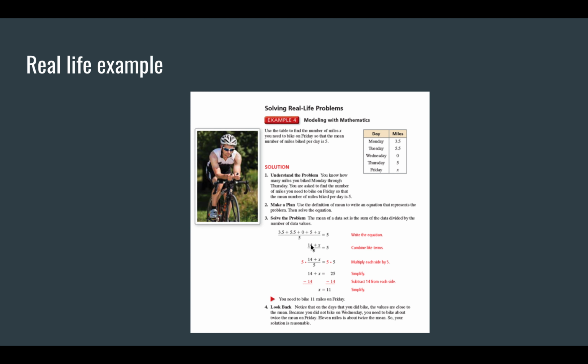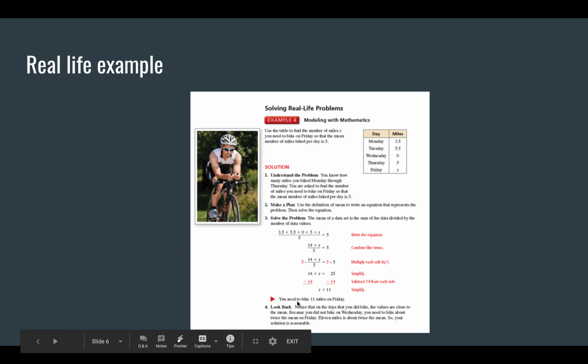And then combining the like terms, 14 plus x over 5 equals 5. Multiply each side by 5. You do this so you can get rid of the denominator 5, as these two cancel out, and then you can just multiply this side by 5. Then you simplify. 14 plus x equals 25. Subtract 14 from each side, and you get x equals 11. By this, you know that you need to bike 11 miles on Friday.